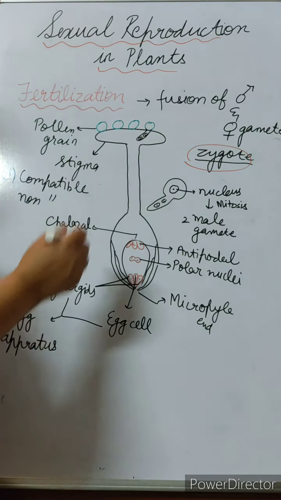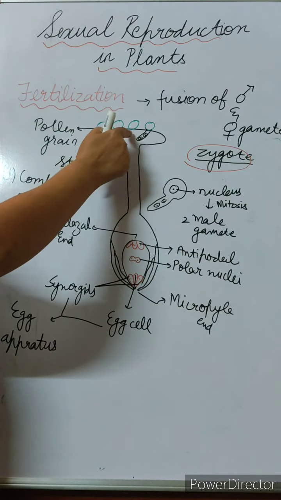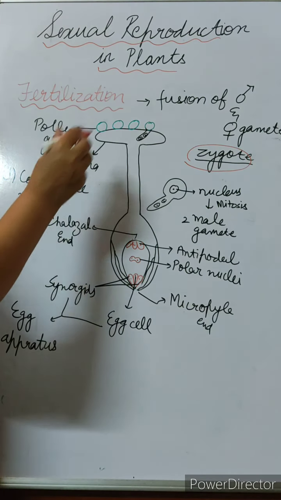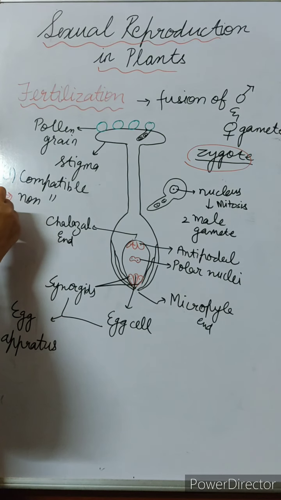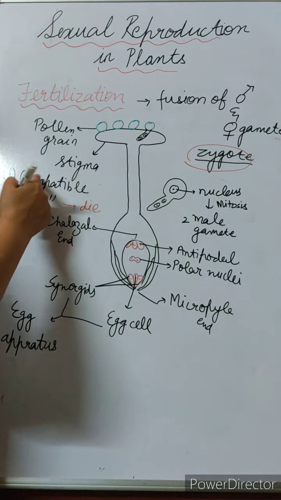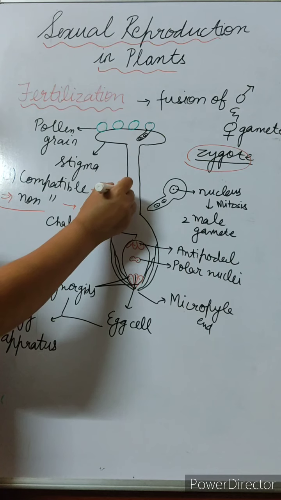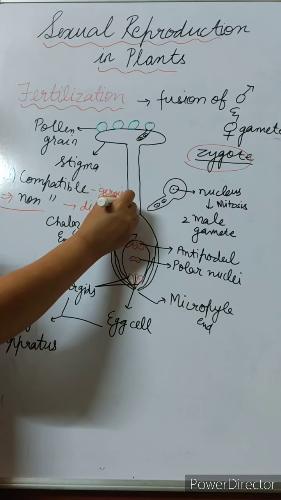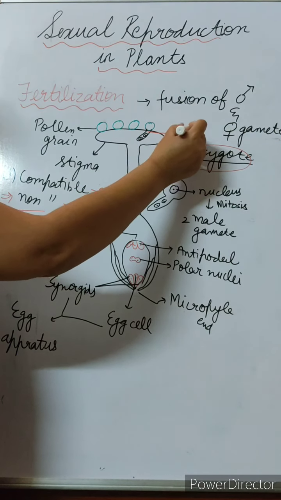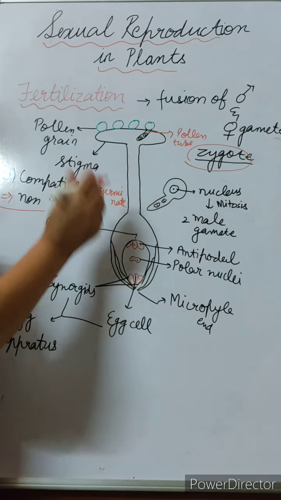So the first step is identification of pollen, that is, whether the pollen which has fallen on the stigma is compatible or non-compatible. If the pollen is non-compatible, then under that condition the pollen will die. And if the pollen is compatible, then the pollen will germinate. And when the pollen germinates, it produces a tube-like structure which is known as the pollen tube. You can see here the black colored structure, that is the pollen tube.